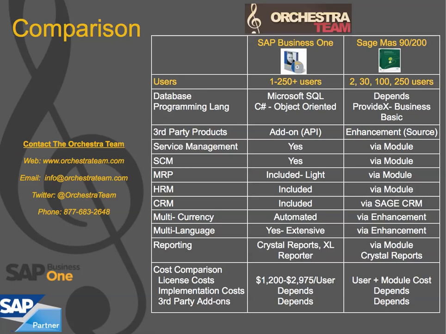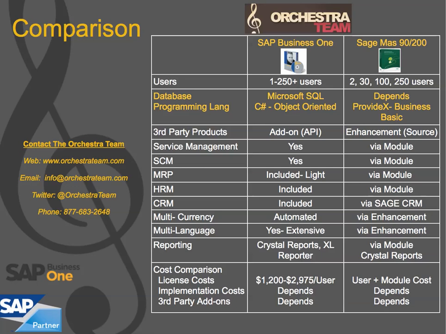First thing we're going to look at is scalability in terms of the number of users. When we're talking about Sage Mass 90 or Mass 200, it depends on which variation we're talking about. For example, Mass 90 Small Business Edition only scales up to 2 users. However, Mass 200 SQL Server Edition can scale up to just as high as SAP Business One or any other application that uses Microsoft SQL Server.